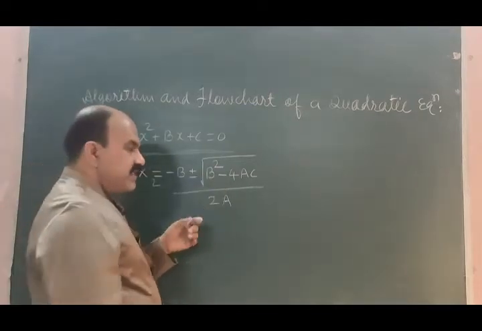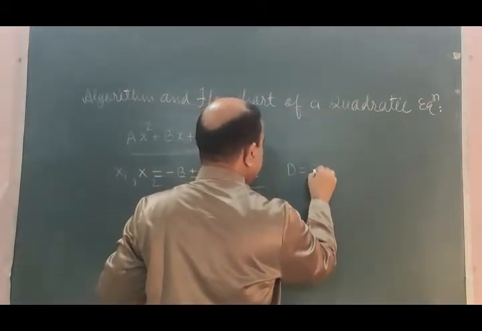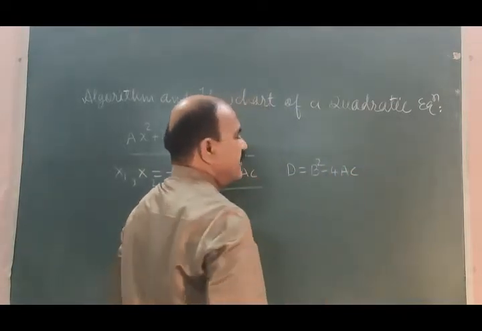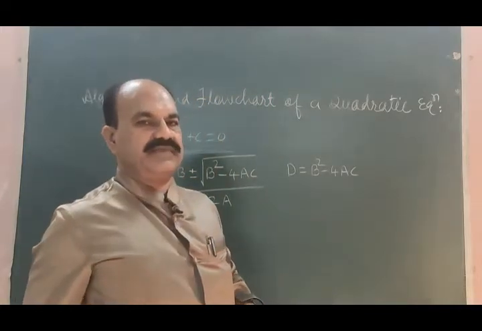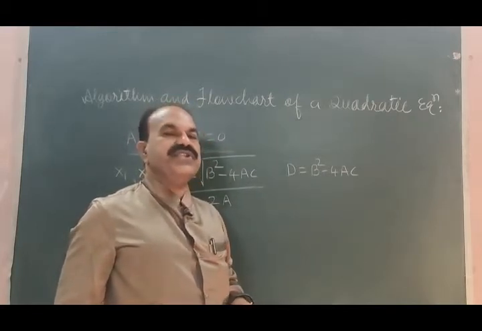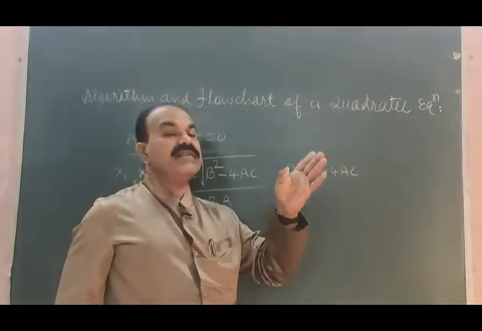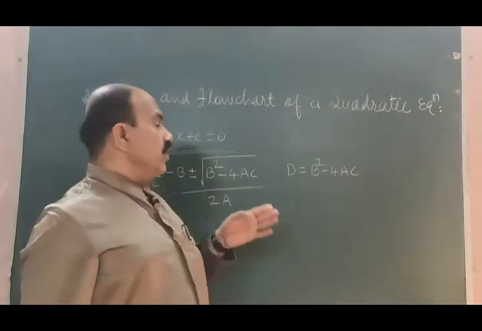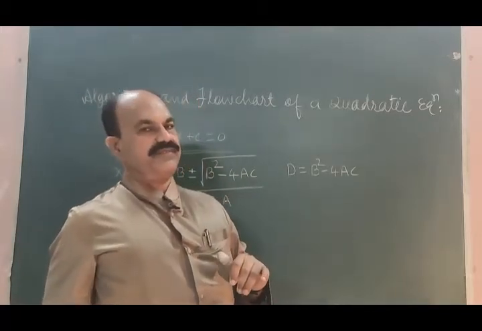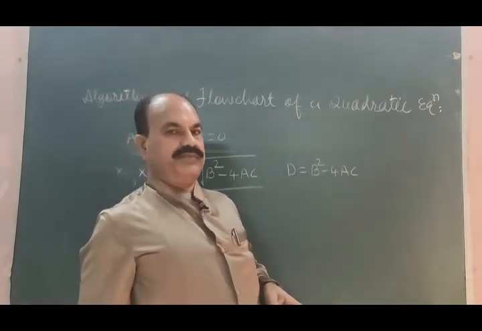The square bracket term, d is b square minus 4ac, is known as the discriminator. This d is equal to b square minus 4ac is known as a discriminator. This discriminator plays a very important role in solving a quadratic equation.